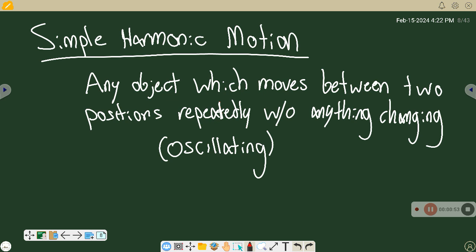Another term for all of this is oscillating. When you get to the AP exam, the moment you see that word, I want you to immediately switch into simple harmonic motion, because simple harmonic motion and oscillation are synonyms. They mean the same thing. It just means something moving back and forth over and over again.